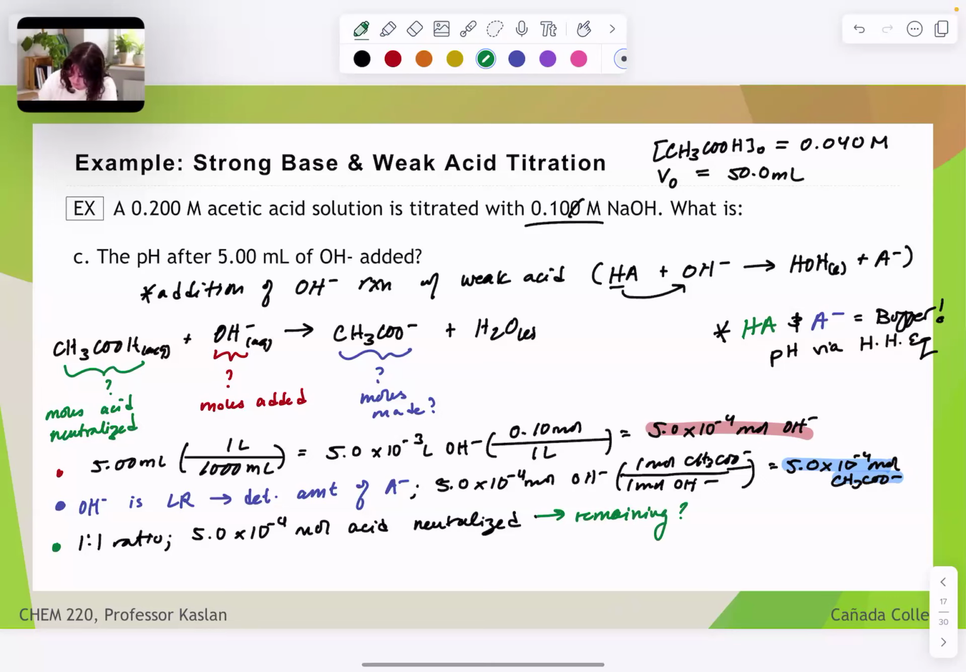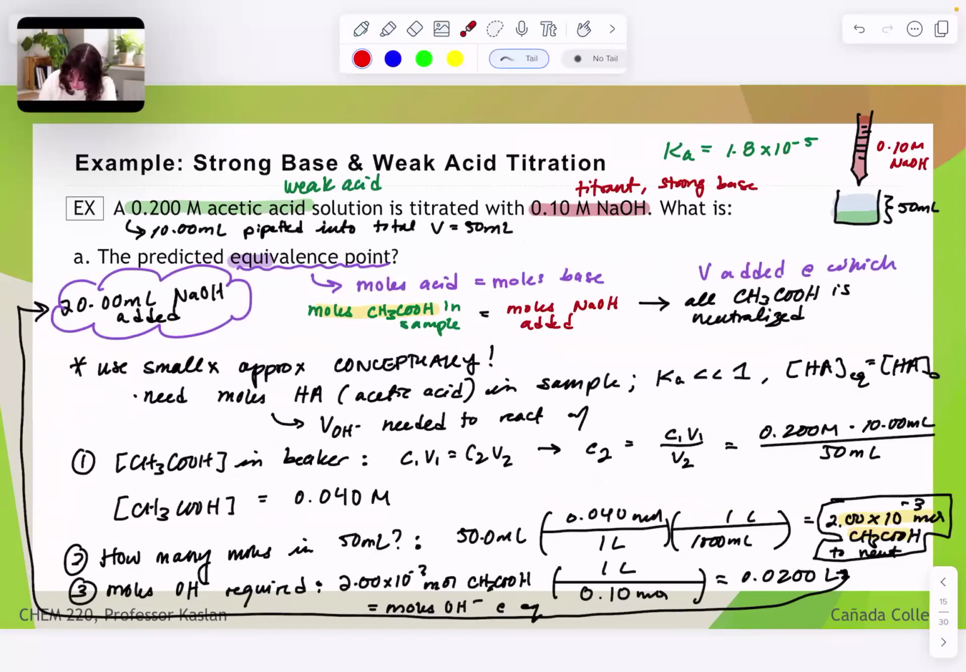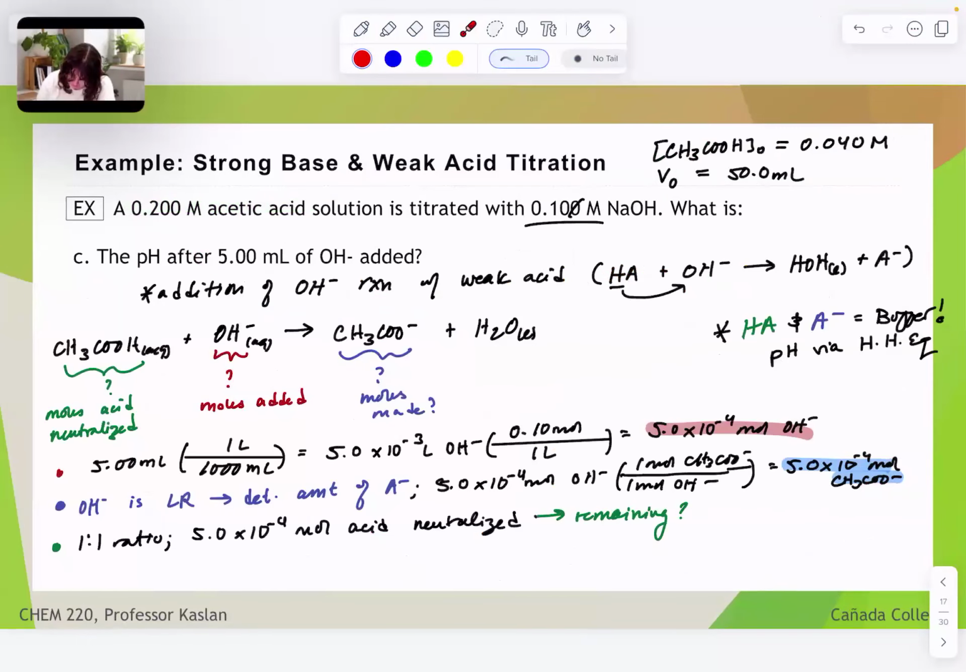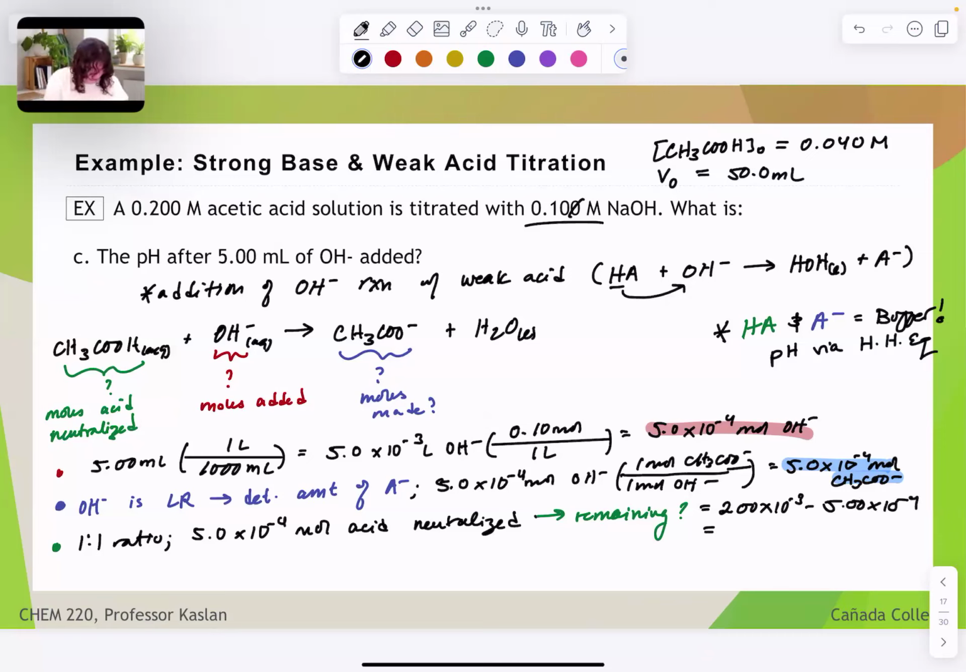So let's go back to our original calculation involving some of our mole quantities in our beaker. So we have here, number 2, how many moles of acid are in this reaction flask? So this was our 2.00 times 10 to the negative 3 moles. So remaining would be 2.00 times 10 to the negative 3 minus 5.00 times 10 to the negative 4. So let's go ahead and do that.